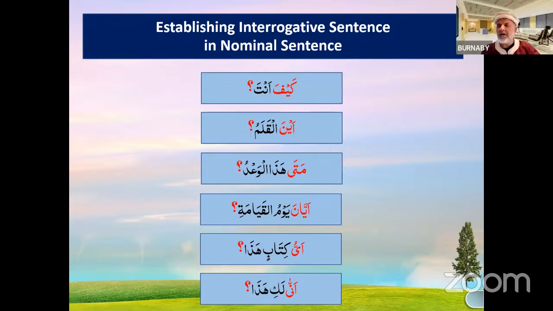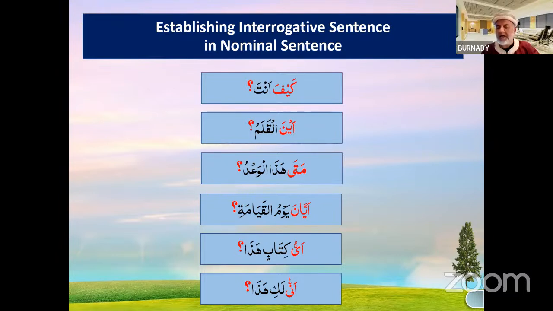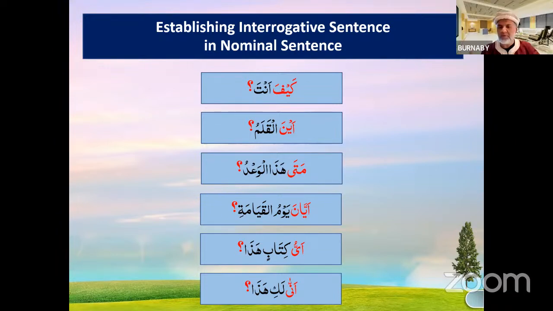Anna Laki Haza. Anna is from where? From there, or where from? You can use it either way. Remember, this is a question asked by Zakaria alayhi salam to Maryam alayhi salam. Ya Maryam, anna laki haza. Where is this from? There was food or risk in her room, and anytime he used to walk in there, he used to find some food in there. So he asked, Anna Laki Haza, Ya Maryam.